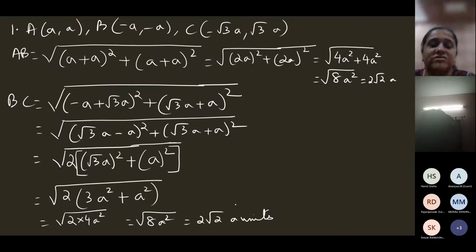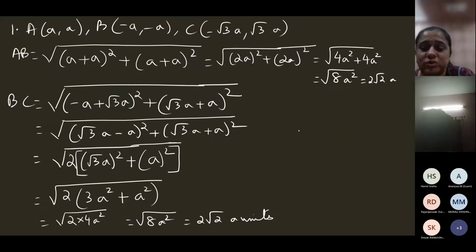Otherwise, even if you expand, you'll get the same answer, children. That is, if you expand using the formula a plus b the whole square, a minus b the whole square, you'll get the same answer. I've used an identity: a plus b the whole square plus a minus b the whole square is equal to 2 of a square plus b square. So 2 of root 3a the whole square plus a the whole square. Then root 3a the whole square is 3a square. This is a square. So 4a square into 2, 8a square, 2 root 2 a units. A square comes out as a.